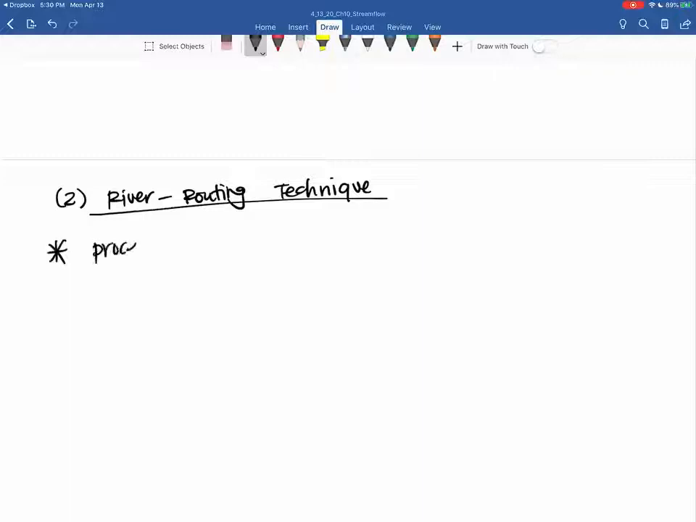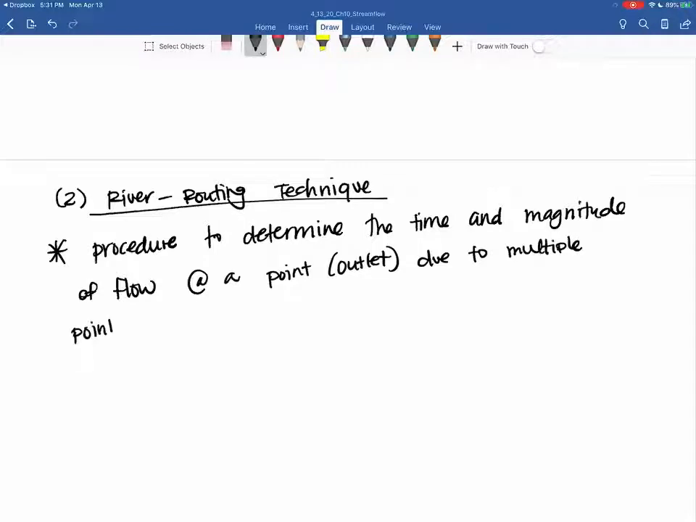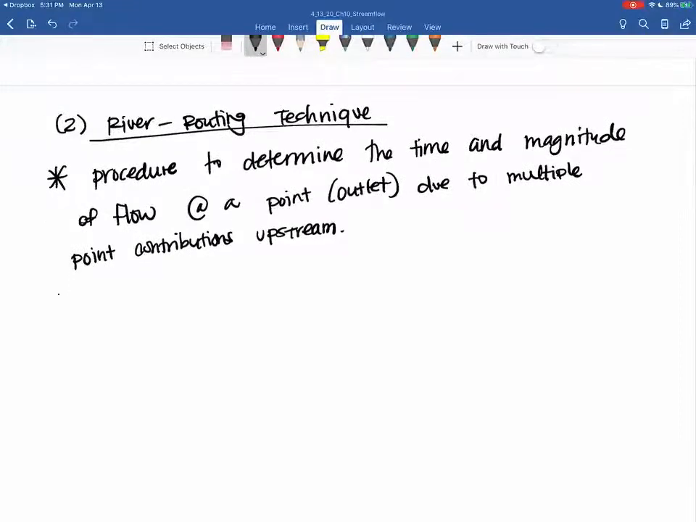So this is the procedure to determine the time and magnitude of flow at a point, which is typically like the outlet, due to multiple point contributions upstream. So this is also known or also called flood routing.